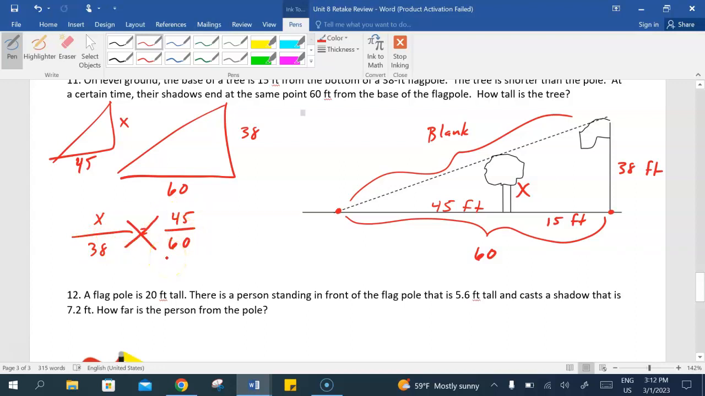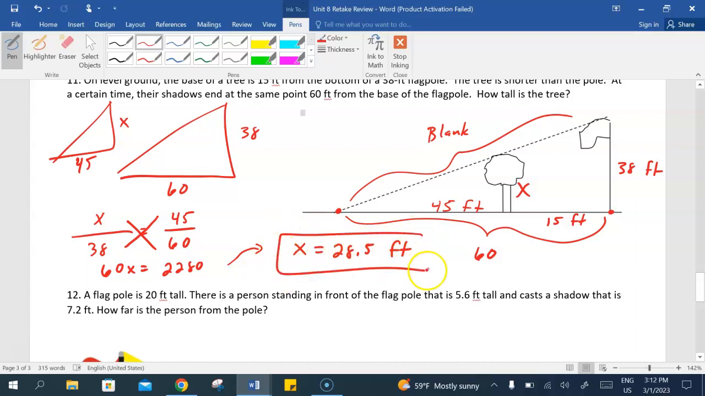Cross multiply. Now I'm not going to finish all the work, but you get 60x is equal to 38 times 60, which is 2,280. Divide both sides. You get x is equal to 28.5 feet, about. Okay, so you will get a decimal, round to 1 or 2 decimal points. That's fine with me. And you're done.